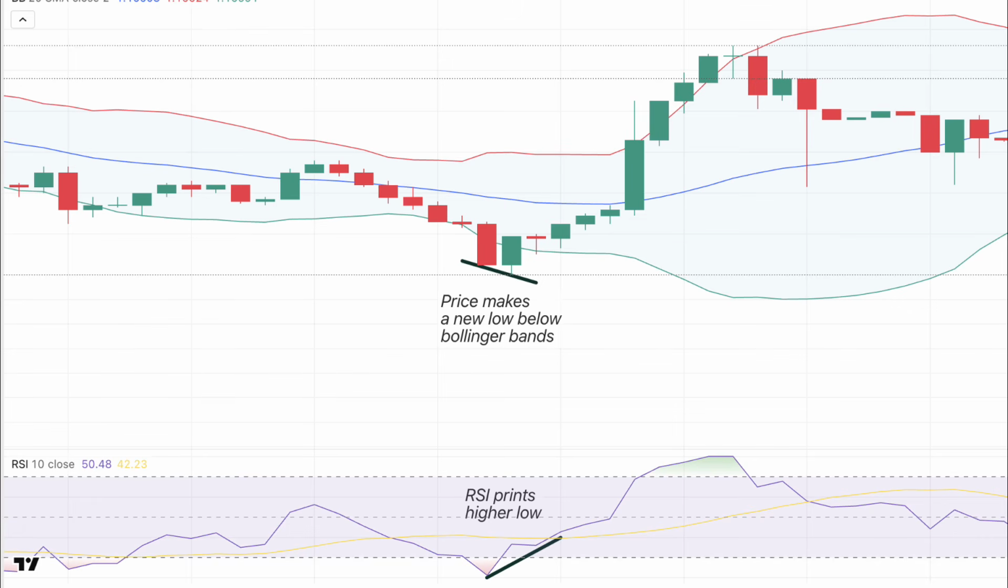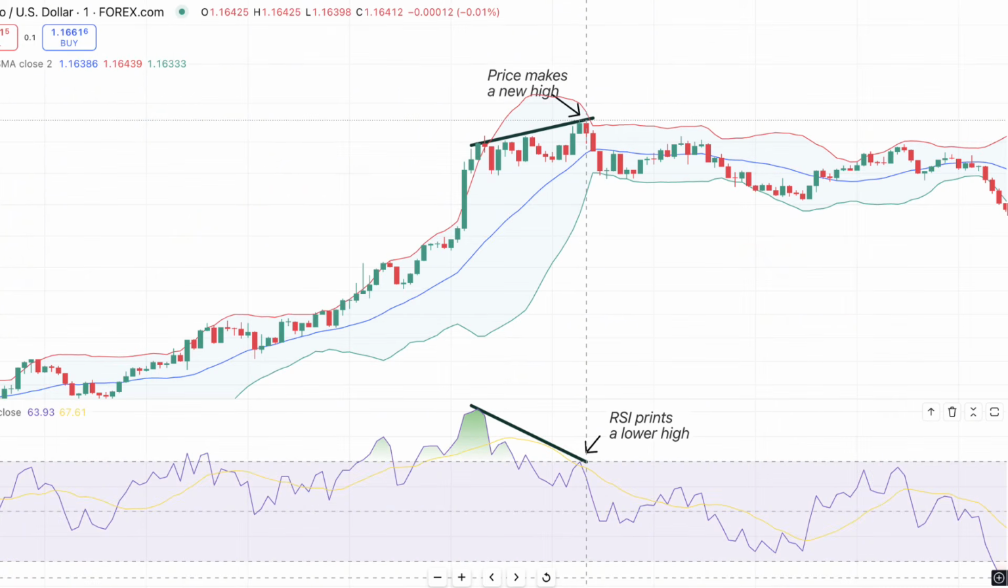Now I want to show you a real bonus confluence that I also find works really well, the RSI and Bollinger Band confluence. So here's how it works. If price makes a new low below the Bollinger Band, but the RSI prints a higher low, that's a bullish divergence. It signals that selling pressure is weakening. But if price makes a new high above the upper band, but the RSI prints a lower high, that's bearish divergence. It signals buying pressure is fading. And when you see this divergence at the same time as your entry rules trigger, that's a very powerful confluence.